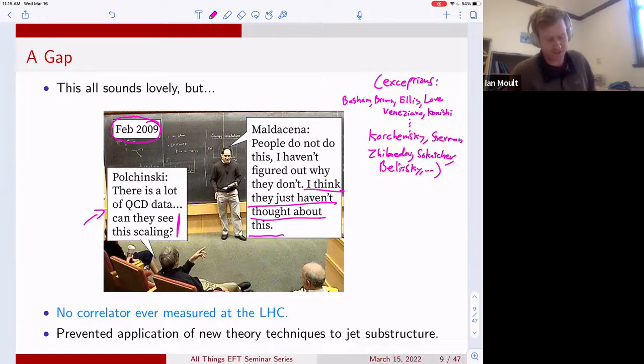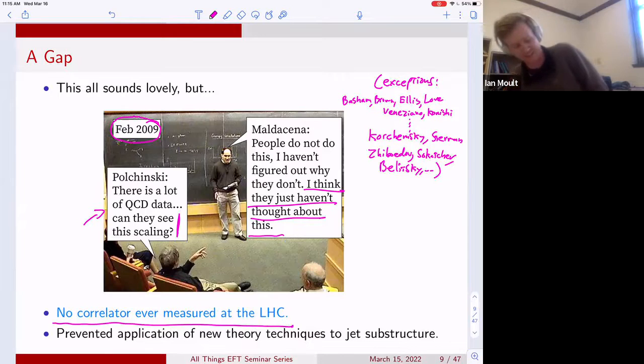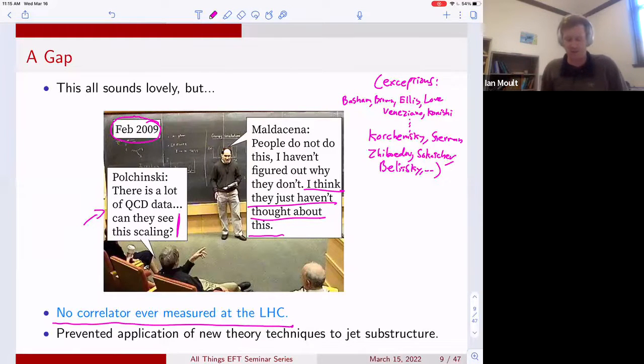And so this was certainly true at the time, and even now, 10 years later, none of these correlators have ever actually been measured at the LHC. And so there's been a disconnect between what has been going on in jet substructure measurements and all these beautiful theory developments in the more formal world. And so I should just say that there are some exceptions to this general statement, in particular, these people shown here. And so my apologies to them that I'm giving a very broad brush overview of the history, but yeah, their names are here.